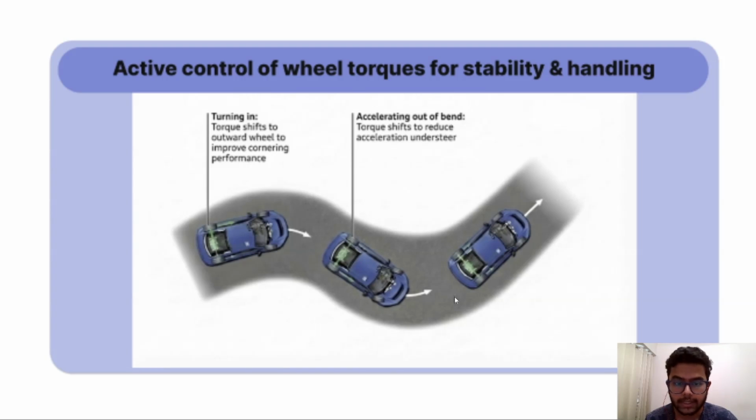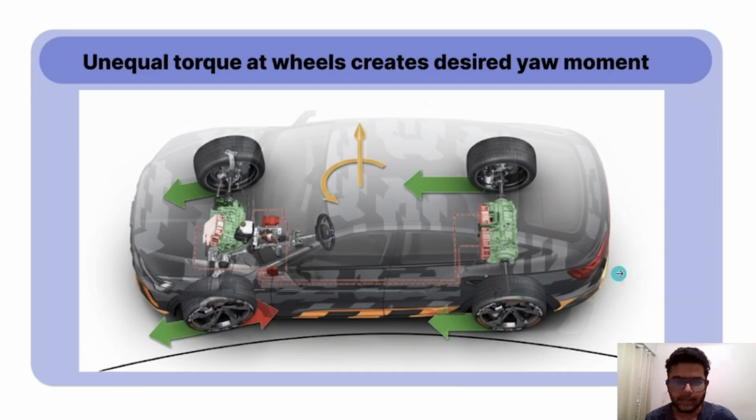So the key idea is that independent wheel torque control gives the vehicle sharper handling and much more stability while cornering. This is an image of yaw moment generation. A car rotates along its vertical axis, which is known as yaw. By applying unequal torque to the left and right wheels, the system creates a desired yaw moment.